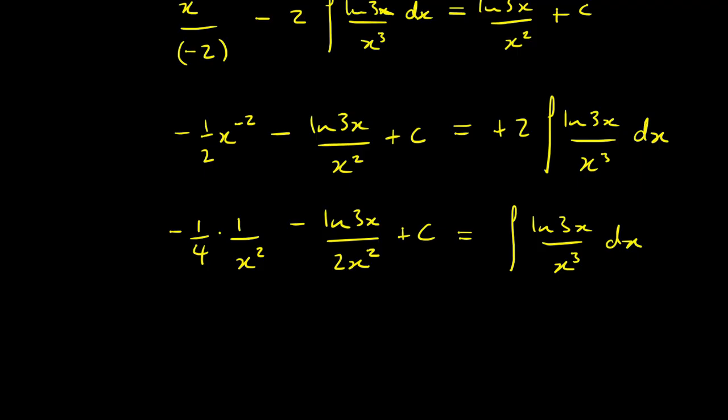Okay, so I'm just going to check the mark scheme to see that I'm all right about that. Yep, absolutely right. Negative 1 upon 4x squared minus ln 3x upon 2x squared plus c. Okay, so that is the answer. And the key thing, guys, is I think you want to try to understand where that is coming from. And where it's coming from is you are reversing the differentiation from part A.